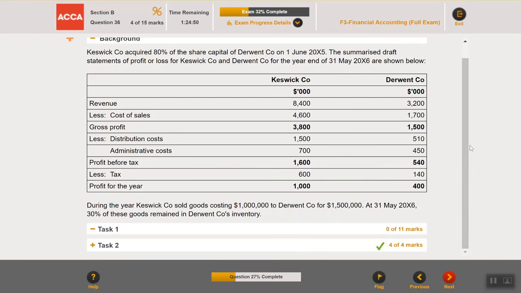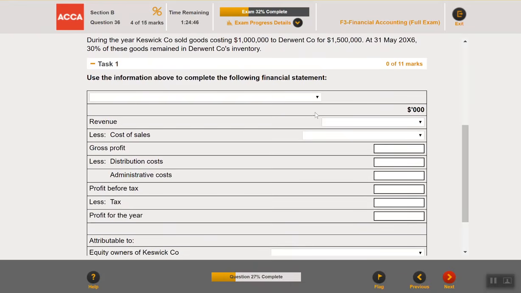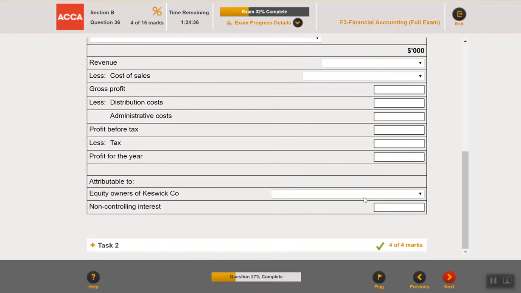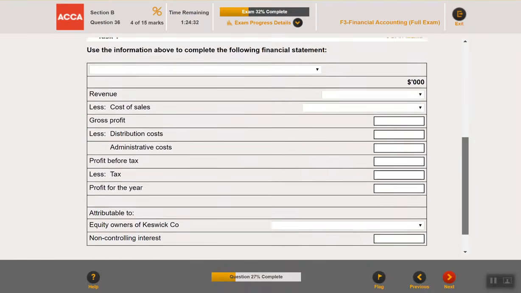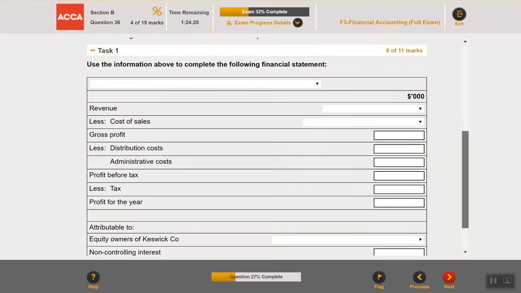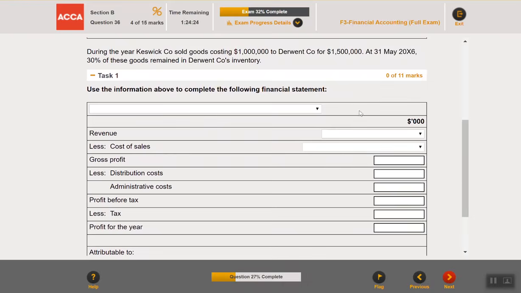Next, let's see. Okay, first, using the information above, complete the following financial statements. Now these blanks, you don't have to answer them in the order that they are written. You can answer the ones that are easier and maybe leave the ones that are difficult. So let's start from the top.